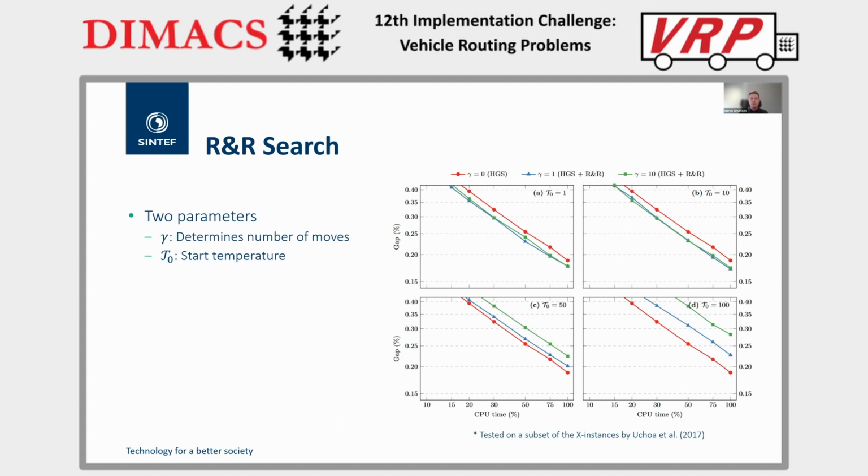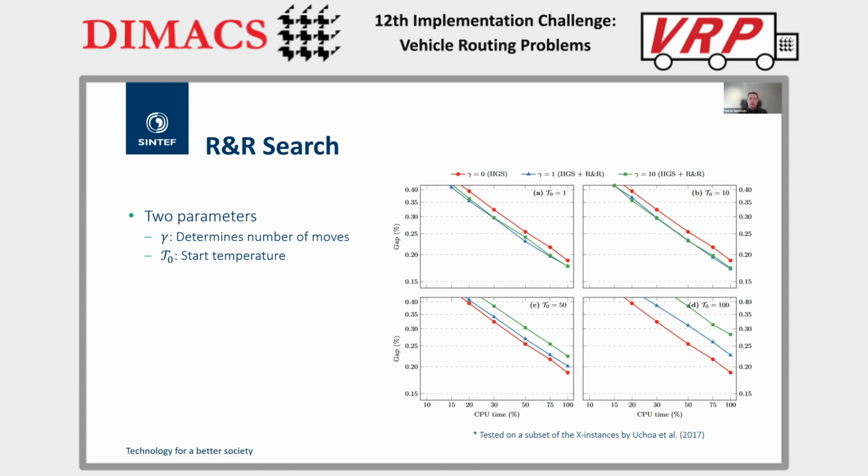So if we then continue to the first experiment, that is the RNR search in the regular education. To first explain the RNR search, it is controlled by 2 parameters. The first one is denoted gamma, and it is multiplied with the instance size to determine the number of iterations or moves with Ruin and Recreate to attempt. The second parameter is T0. That is the starting temperature of the simulated annealing that is controlling the RNR search.